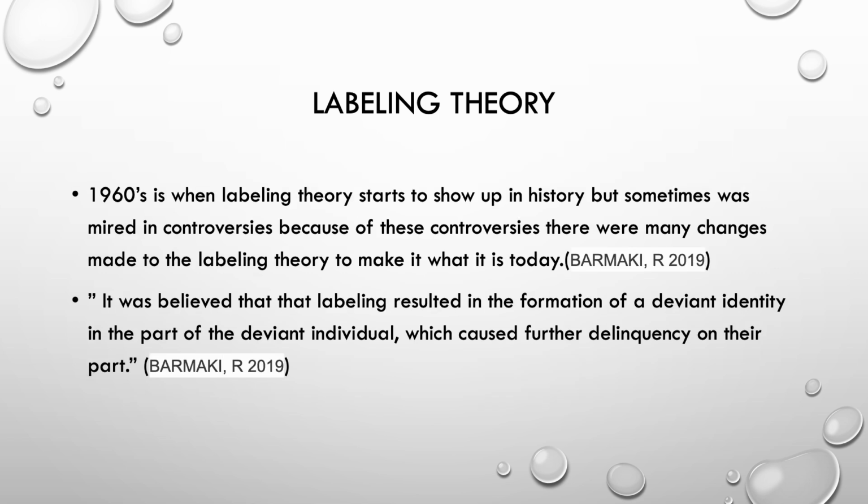More information on labeling theory. In the 1960s is when labeling theory really starts to show up in history, but sometimes it's mirrored in controversy. Because of these controversies, many changes were made to labeling theory to make it what it is today. It was believed that labeling resulted in the formation of a deviant identity on the part of the deviant individual, which caused further delinquency on their part.